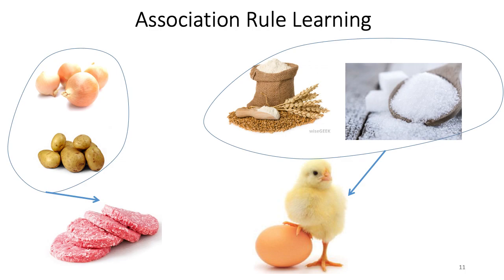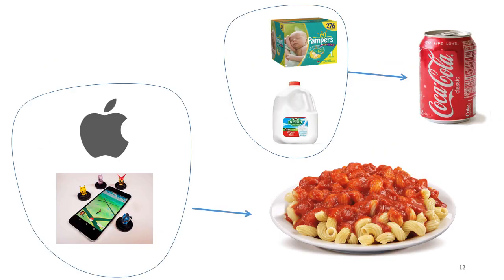I was once looking for potatoes and couldn't find them. I found burgers first, and then I found potatoes right next to them. Or, most of the customers who purchase flour and sugar also purchase eggs, because they want to make a cake. This one is intuitive and simple, but not all the rules are intuitive. For example, most of the customers who purchase diapers and milk also buy Coke.